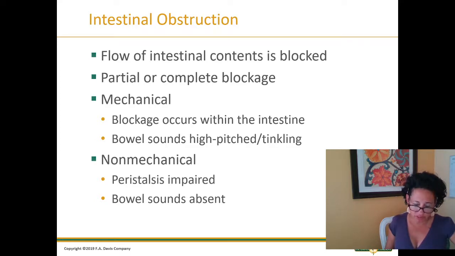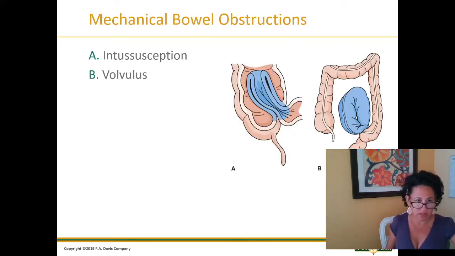Intestinal obstruction is on page 675. Flow, okay, so we have a blockage. This mechanical blockage occurs within the intestine. Bowel sounds are high-pitched. In a non-mechanical obstruction, peristalsis is impaired, so bowel sounds can be absent. So this is why we always auscultate. If you do not hear any bowel sounds, if they're absent, it could be a possible obstruction. You need to find out. It doesn't mean you should assume it, there have to be other things involved. But this is what is happening.